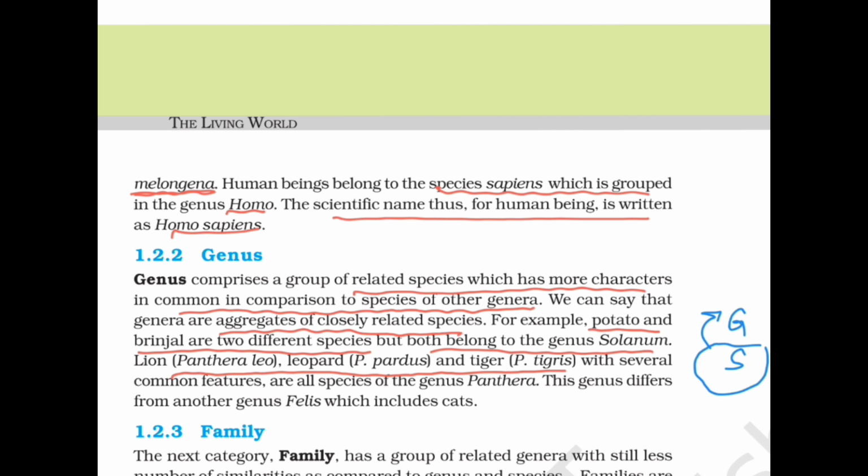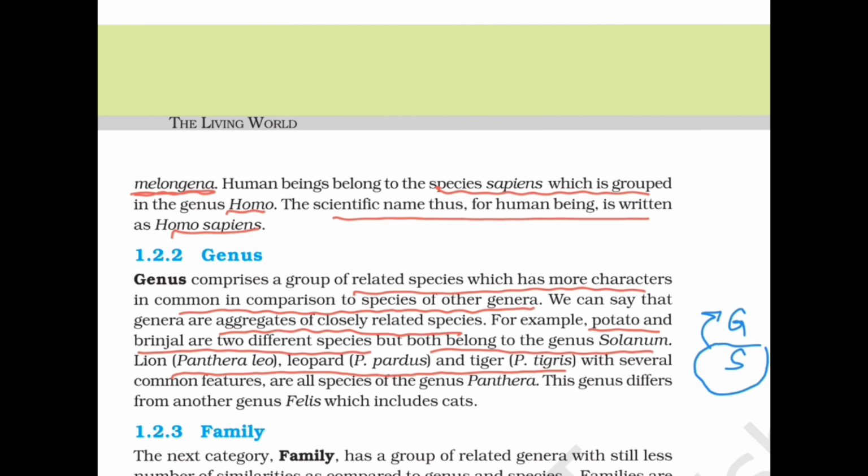Here they have given an example. Potato and brinjal are two different species but both belong to the genus Solanum. Just now we learned that Solanum tuberosum is the scientific name of potato. So for brinjal, there is a scientific name. We learned that there are Solanum tuberosum, Solanum nigrum and Solanum melongena. The scientific name of brinjal is Solanum melongena. So Solanum tuberosum is potato, Solanum melongena is brinjal. Solanum, the genus, is the same, but the species, one is melongena and one is tuberosum. These both are different. That's what you have to keep in mind.